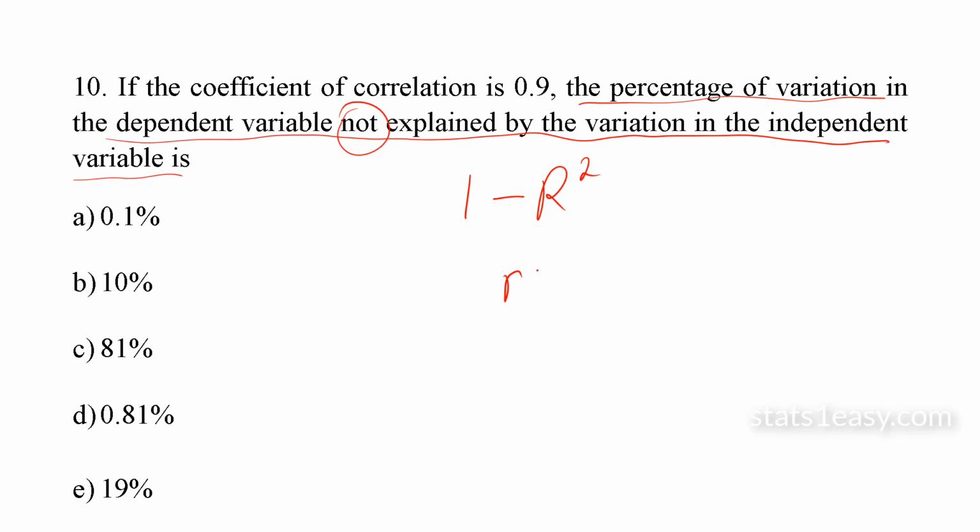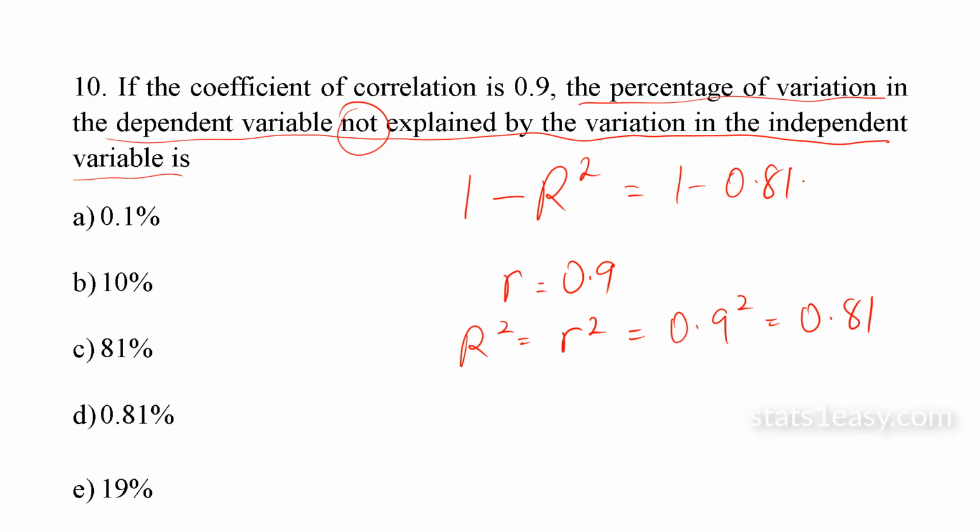Now we're told that the correlation coefficient is 0.9. We know that r squared is the square of the correlation coefficient, which will give us 0.9 squared, and that is 0.81. So 1 minus r squared is now going to be 1 minus 0.81, which is 0.19. So in essence, 19% of the variation is not explained, and the answer is E.